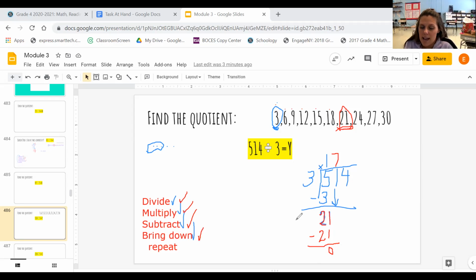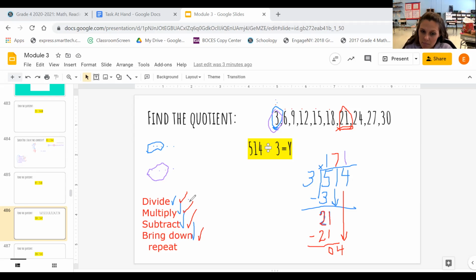So I'm going to bring down my 4. So I want you to now imagine 1, 2, 3, 4 cookies. Can I take a group of 3 out of that number 4? Yes, I could take one group out of it. So I put my 1 on top with my quotient.